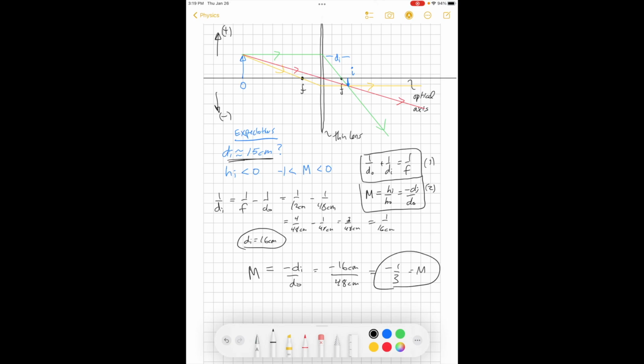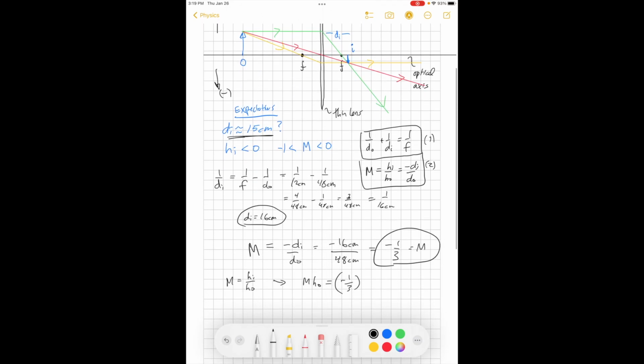And lastly, because we can set the magnification equal to the image height over the object height, we can solve for the image height, right? The magnification times the object height will give us the image height. In other words, it's minus 1/3 times the object height, which we were told is 1.8 meters. And so that is minus 0.6 meters. Again, it's negative, and that tells us the image is inverted, and it's smaller in size, right? It's equal to exactly 1/3 of the size.